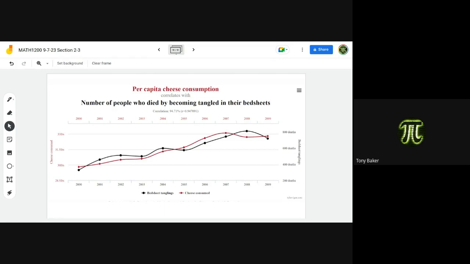I don't know why on earth somebody would have chosen these two things to try to correlate. But my guess is somebody was bored on Google Trends or something like that and just made graphs, and said, oh, those look similar, and then stuck it together.